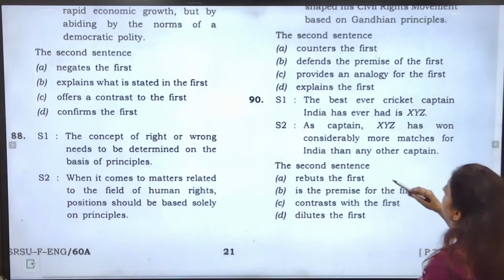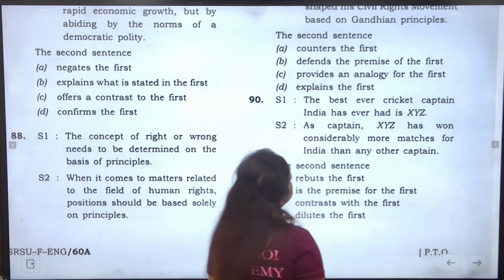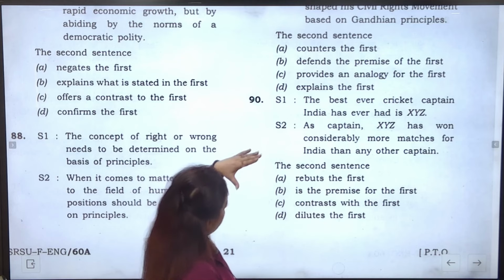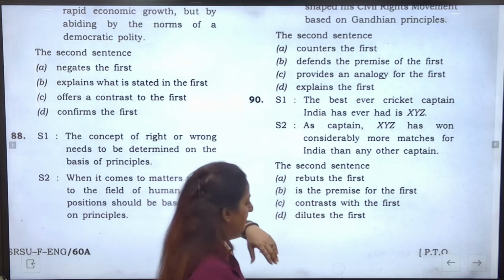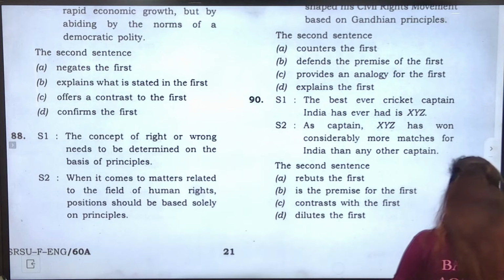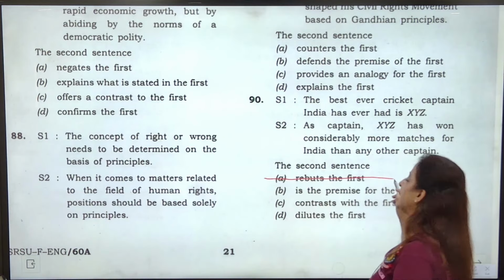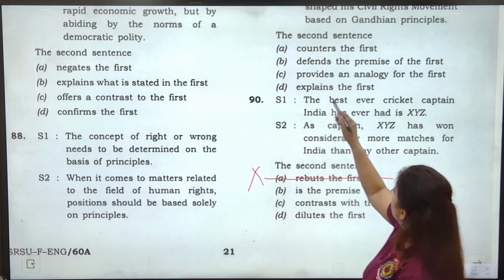All right, question 90. The best ever cricket captain India has ever had is XYZ. Okay. As captain, XYZ has won considerably more matches for India than any other captain. Okay, okay. He's best. So, सबसे ज्यादा मैचेस जीते. So it's definitely not rebutting the first. अल्फा तो रूल आउट करेंगे. रिबट का मतलब होता है उसको somewhere निगेट कर देना, आपको रिफ्यूज कर रहे हो. हाँ, so of course वो रिफ्यूज बिल्कुल नहीं कर रहा.